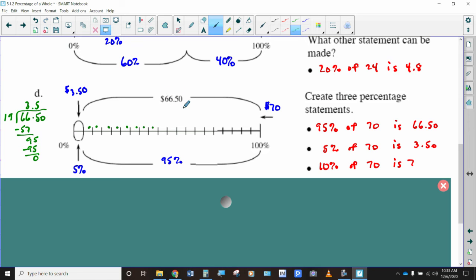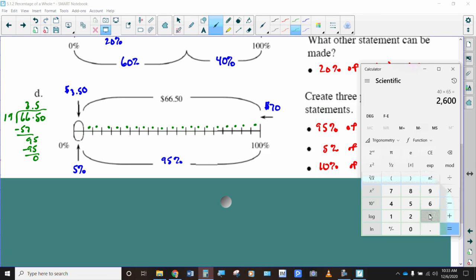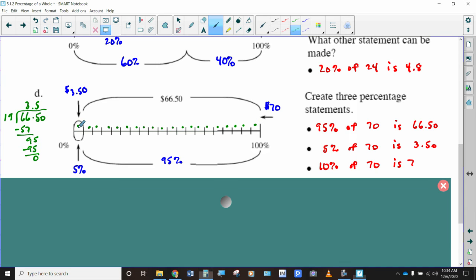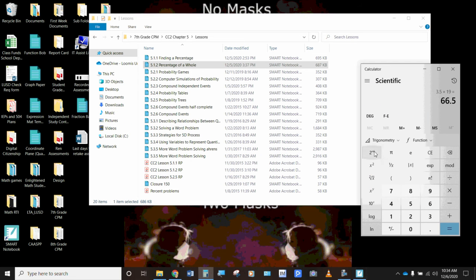And since it's labeled here as $66.50, partitioned into 19 equal parts, I decided to take that number and divide it by 19 to determine that each one of these individual parts is equal to $3.50. So you can verify that by taking $3.50 and multiplying it times 19. 3.5 times 19 is indeed equal to $66.50. So if every one of those is $3.50, that means if you add another $3.50 onto the $66.50, that gives us a grand total of $70.